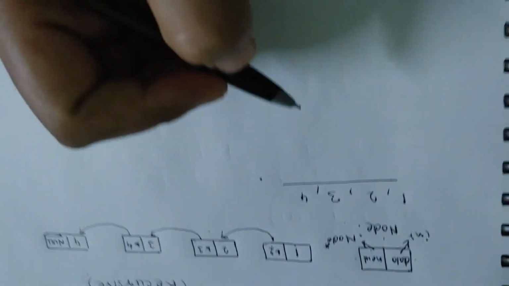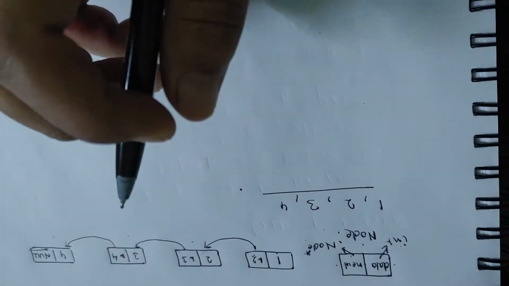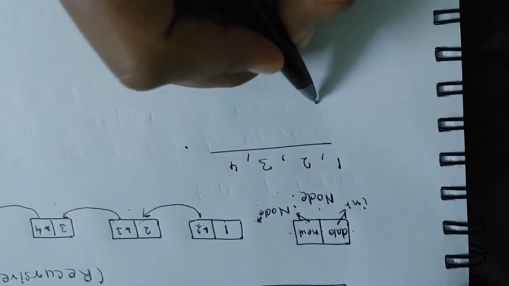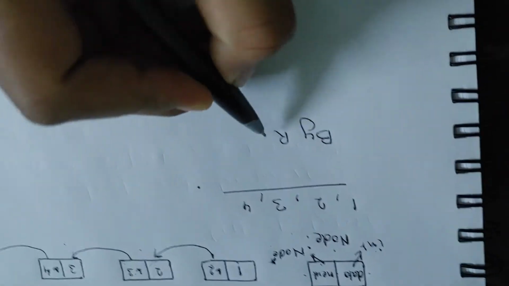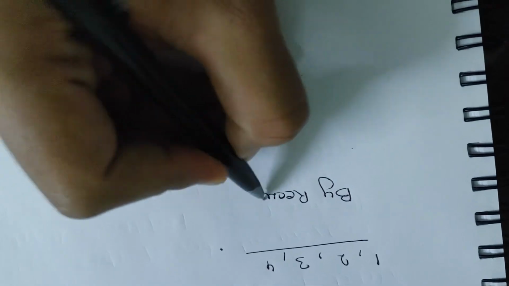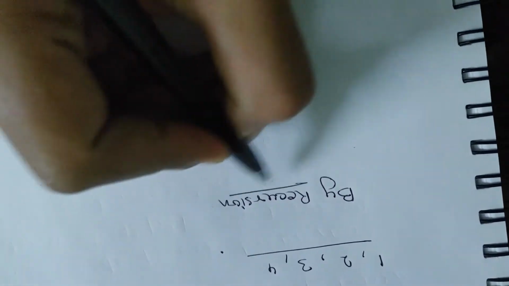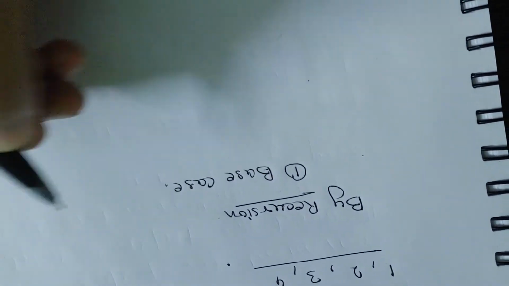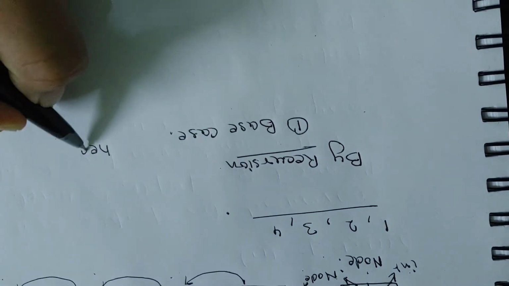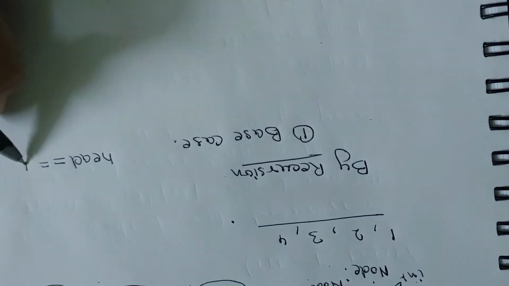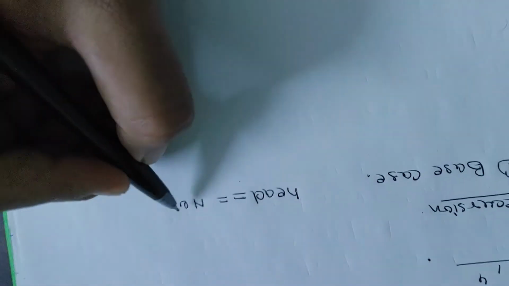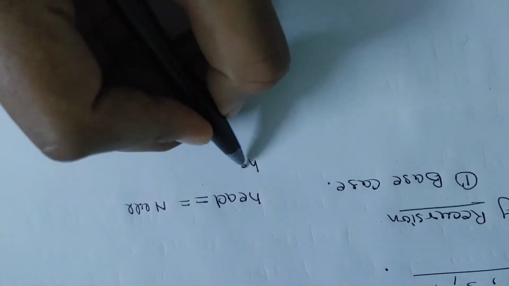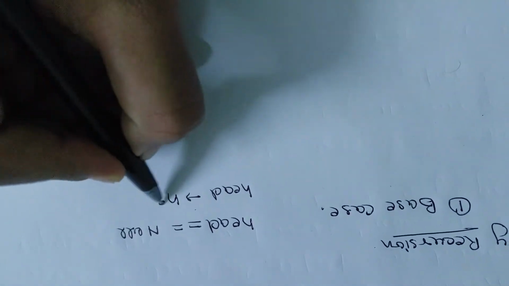So to reverse the linked list, we can simply use recursion. Recursion is the simplest way. For doing anything by recursion, we have to follow three steps. First, the base case. So while thinking of the base case, we can think that when the head is equal to null, and the head next is equal to null.